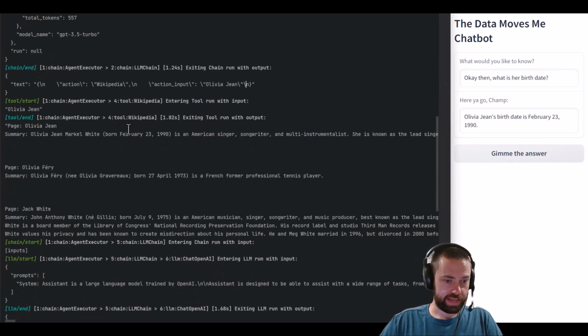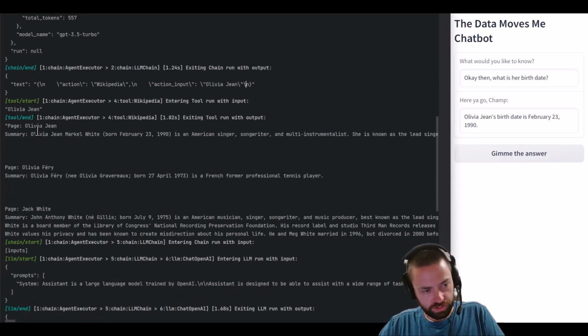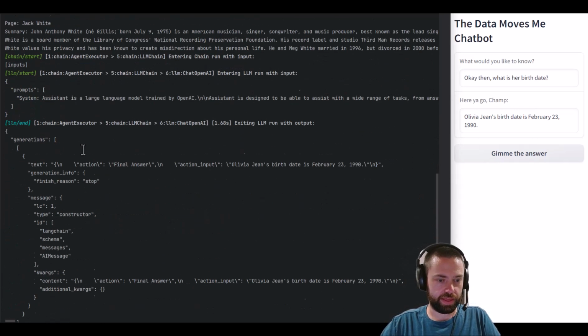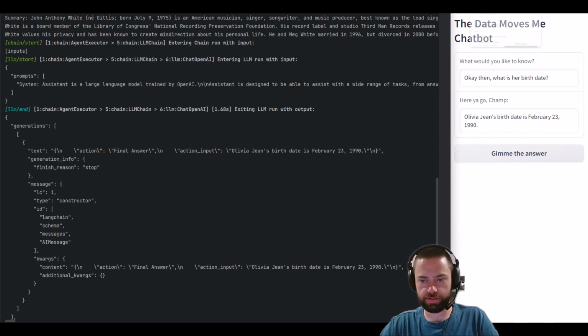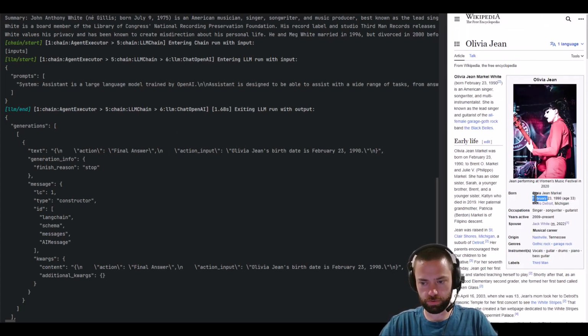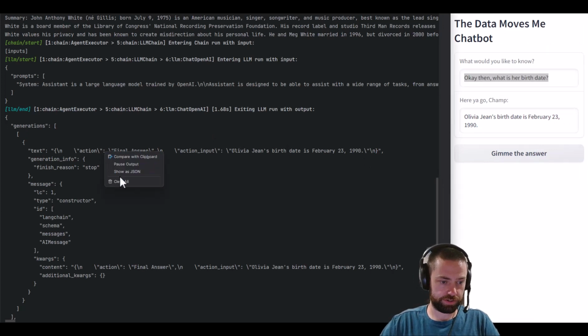So, the next step, it invokes the Wikipedia tool with Olivia Jean, as it did before, and then uses the final step with the LLM chain to identify that the final answer is Olivia Jean's birth date is February 23rd, 1990. Fact check, we're good. Let's step it up a notch.